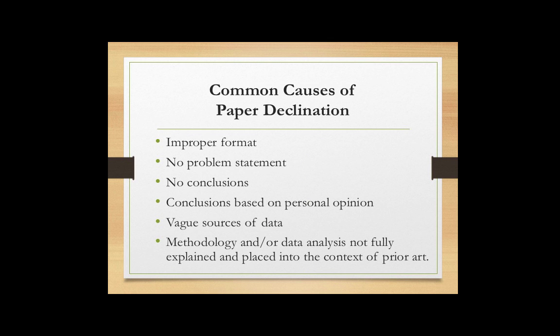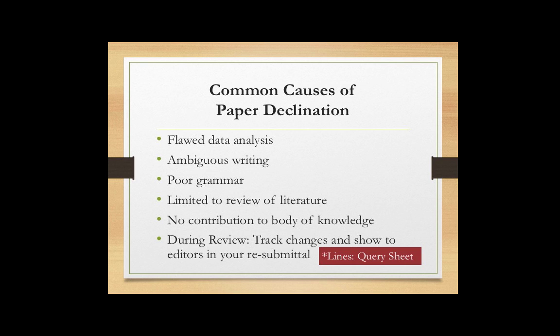There are some common causes for papers being declined by the reviewers. One very simple one is improper format, but often authors do not provide a problem statement. They don't provide proper conclusions or any conclusions at all, and sometimes those conclusions are based on personal opinion. We also will have instances with vague sources of data and a methodology that is not explained thoroughly. Other items that you might consider are flawed data analysis. Make sure that your data analysis is straightforward, that we can understand it. Try to have clear, non-ambiguous writing again.